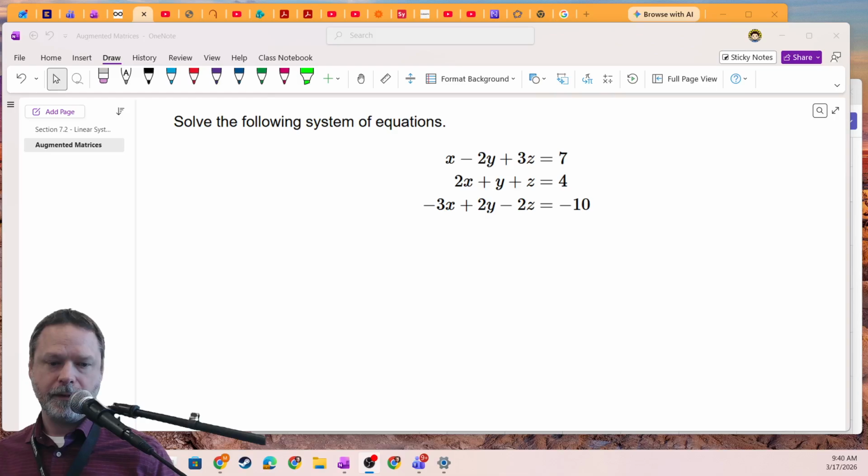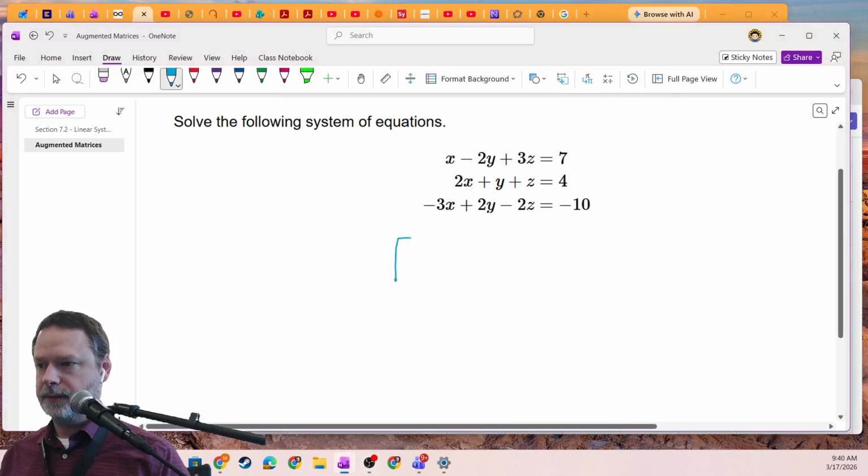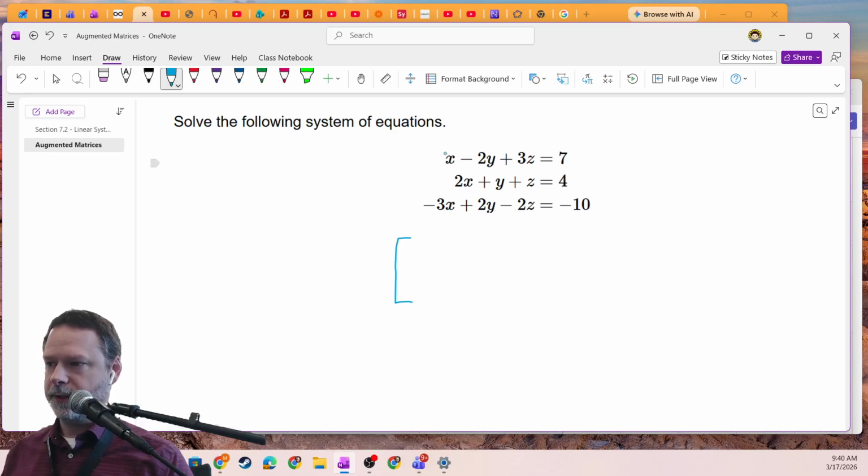The first thing we do is rewrite our system in matrix form. We're going to copy the coefficients, and we want it set up exactly like this, where we have the variables on the left side, in this case x's, y's, and z's, and then on the right side are our constants, our numbers.